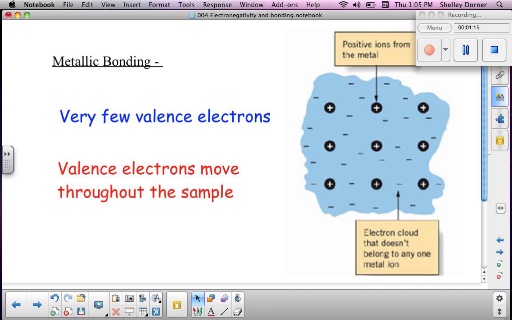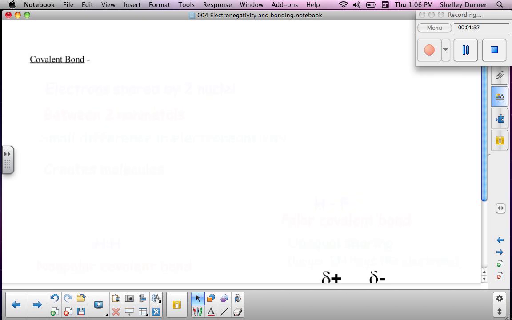The positive ions created when the valence electrons began to wander around are locked in place, while the valence electrons move between all the ions in a large electron cloud. The total number of protons and electrons is still the same, so the metal piece itself has no charge. This freedom of movement of electrons is responsible for many of the characteristics we associate with metals, like ability to conduct heat and electricity, ability to be bent, ability to be drawn into a wire or hammered into a sheet, or even the shiny appearance of metals.